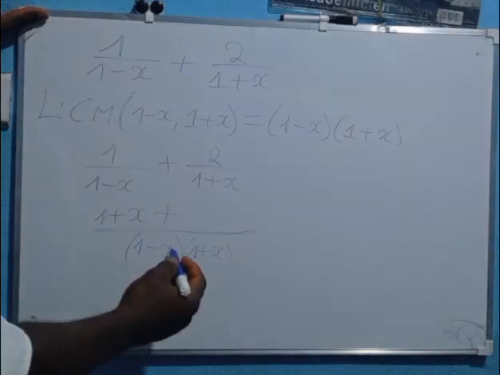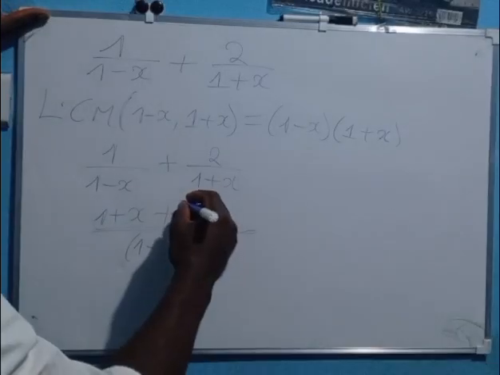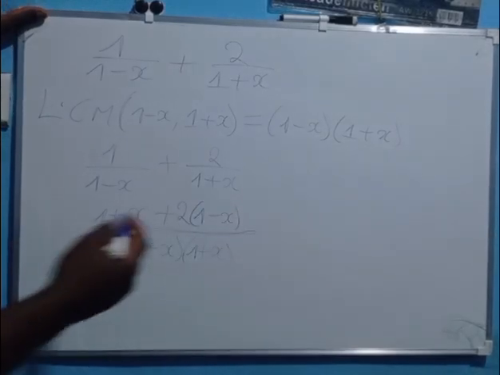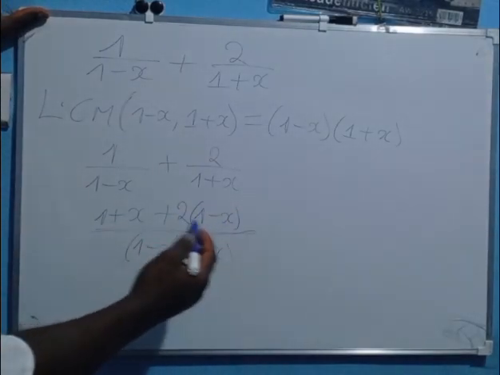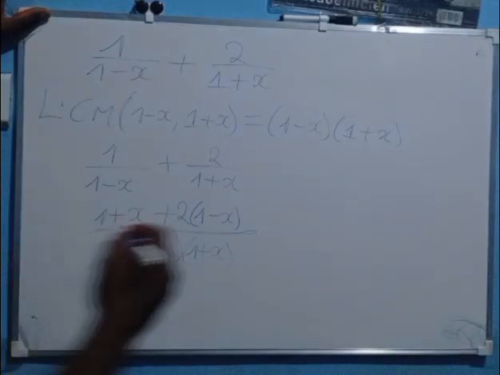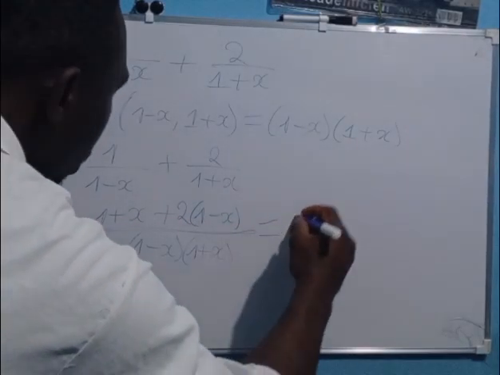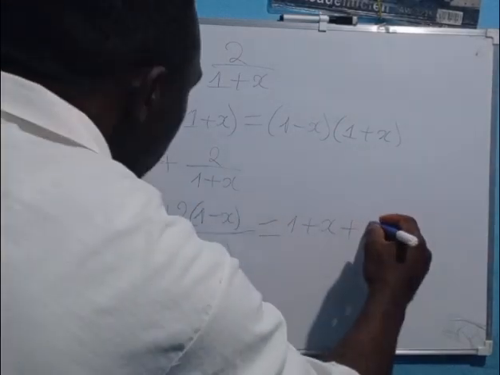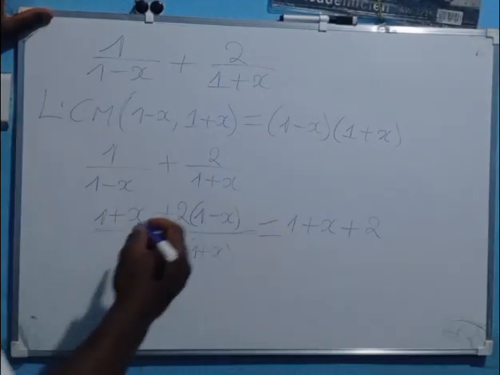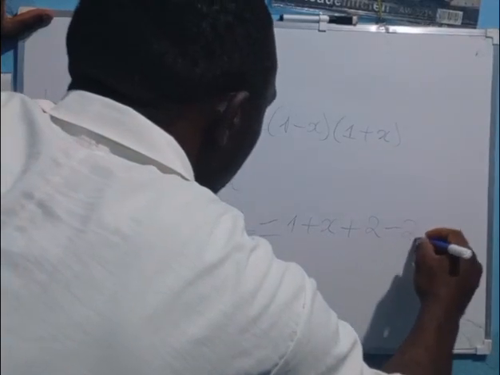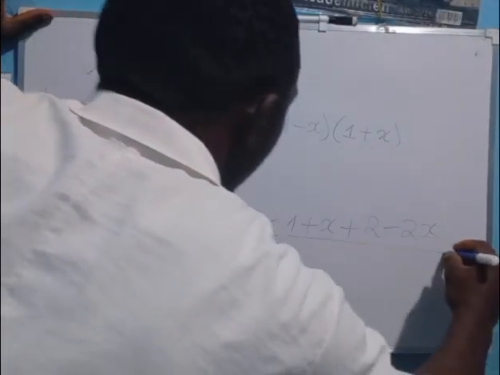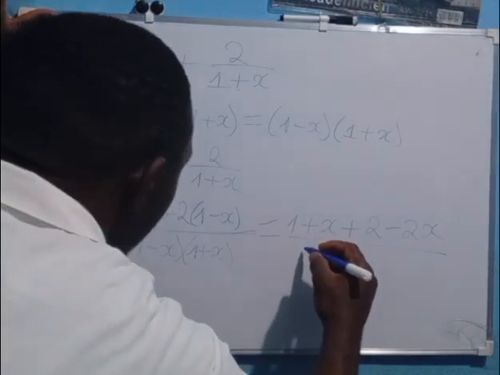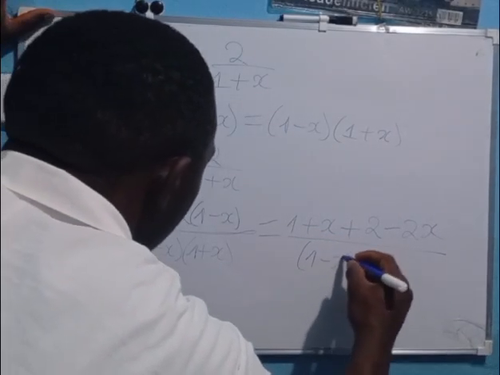We'll be left with 1 minus x times 2. This will give us 2 times 1 minus x. It has to be in brackets because we are multiplying all this by 2. This will simply be equal to 1 plus x plus 2 times 1 gives us 2 plus 2 times negative x, which is negative 2x, all over the denominator, which is the LCM of their denominators, 1 minus x times 1 plus x.